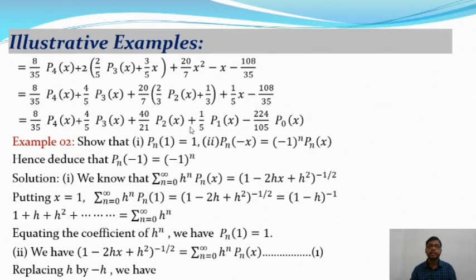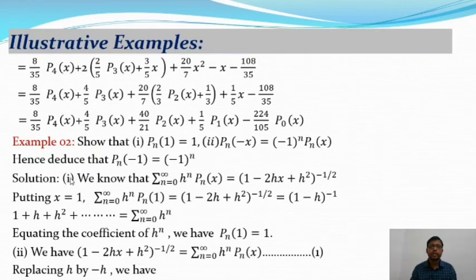Okay, and this is the required expression of P(x) in terms of Legendre polynomials. After that, we will discuss the second example on Legendre polynomials: show that Pn(1) is equal to 1, and the second problem, Pn(-x) is equal to (-1)^n Pn(x), and hence deduce that Pn(-1) is equal to (-1)^n. So here is the solution of the given problem.